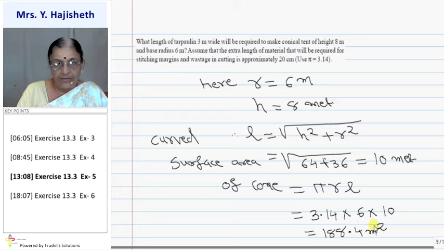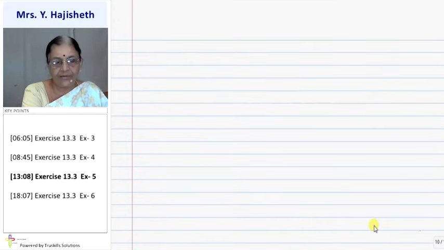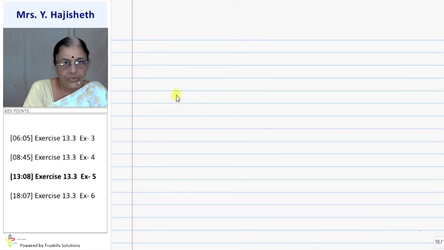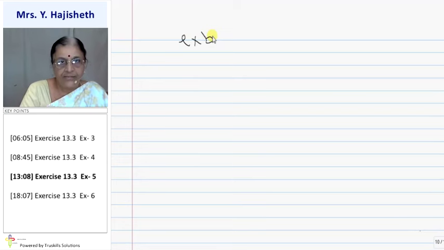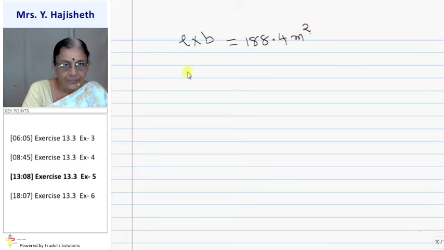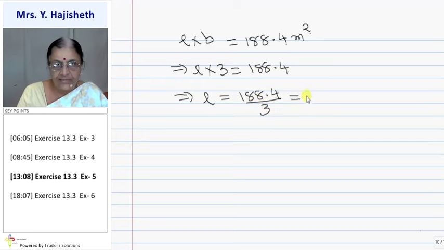Now the total cloth required is 188.4 meters square. See, first we find l into b. l into b is 188.4. This much cloth is required for making a tent. But l is not given, b is given as 3. So the length of cloth required for making a tent is 188.4 upon 3, and it is 62.8 meters. This is the actual length required.